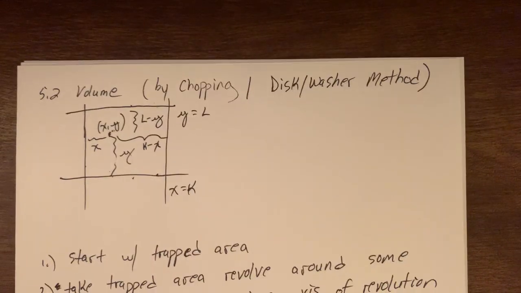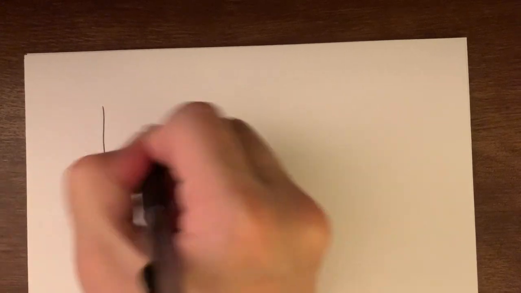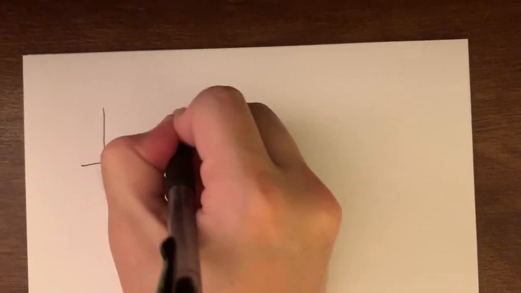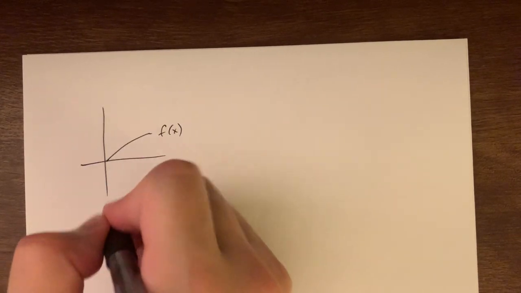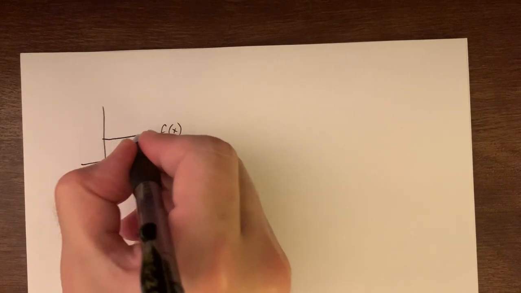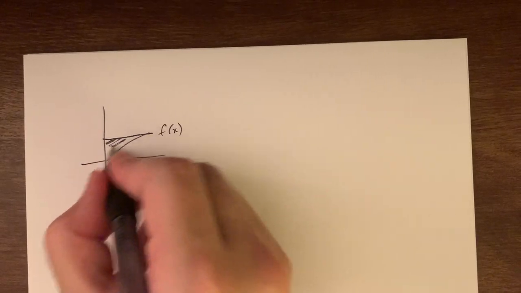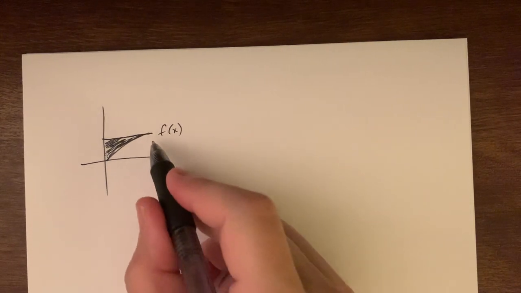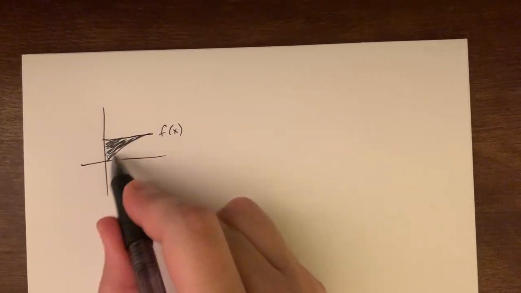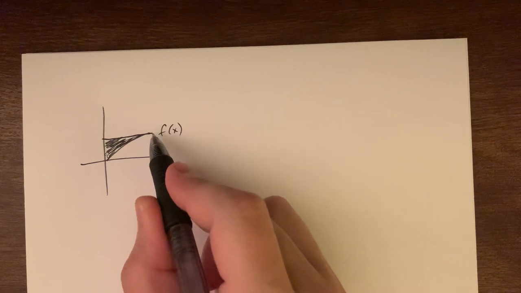And let's take a look at a washer, and then we'll get those examples. So again, I'm still gonna look at a generic picture. We'll come back and put some specific functions in a few minutes, but one more generic picture. So here's some function f of x, but this time let's use the y-axis and a y equals line, and let's get this as our trapped region. So it's triangular-ish. This has a little bit of curve to it, but it still has a little bit of a right triangle feel to it.